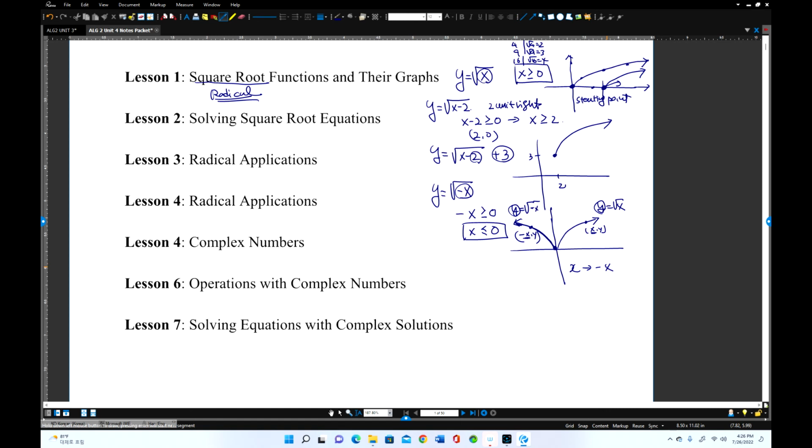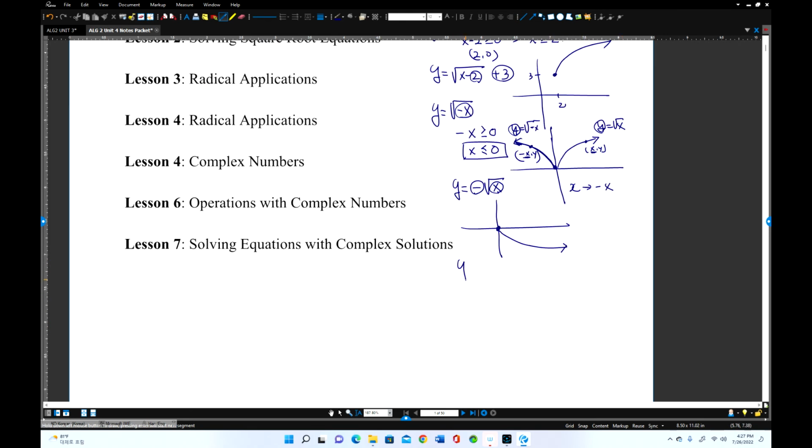All right, the next one over here. When you have a negative outside the radical, x should still be greater than or equal to 0, but the graph is going down, right? That is the direction, going down this way. Another one is negative x with a negative outside, which moves to the left and goes down. This is going down to the left. Okay, that's the graph. So we have to figure out the graph of square root functions.